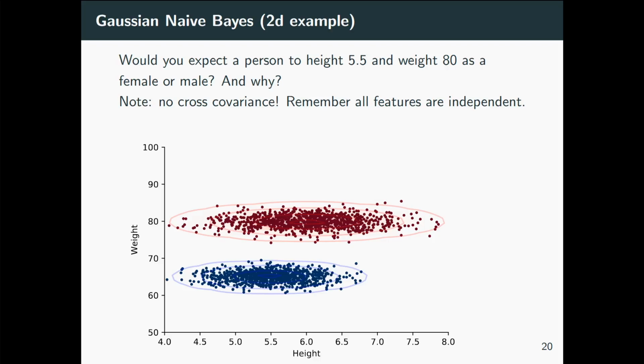Now, given this particular example of height 5.5 and weight 80, you'll see whether it's more likely to be a male or more likely to be a female. So in this trivial example, it is very likely to be a male because you have more probability mass. You probably have more probability mass around here than for this particular contour over here.